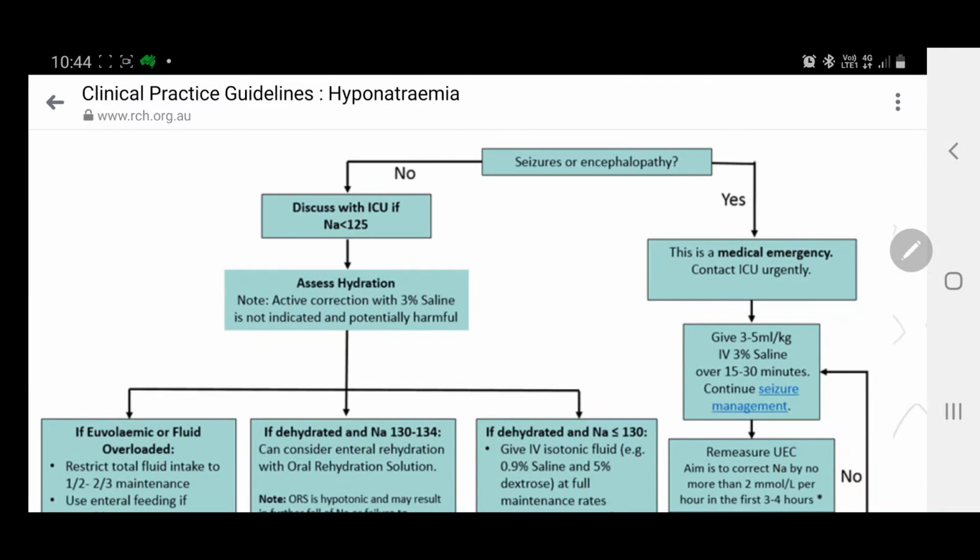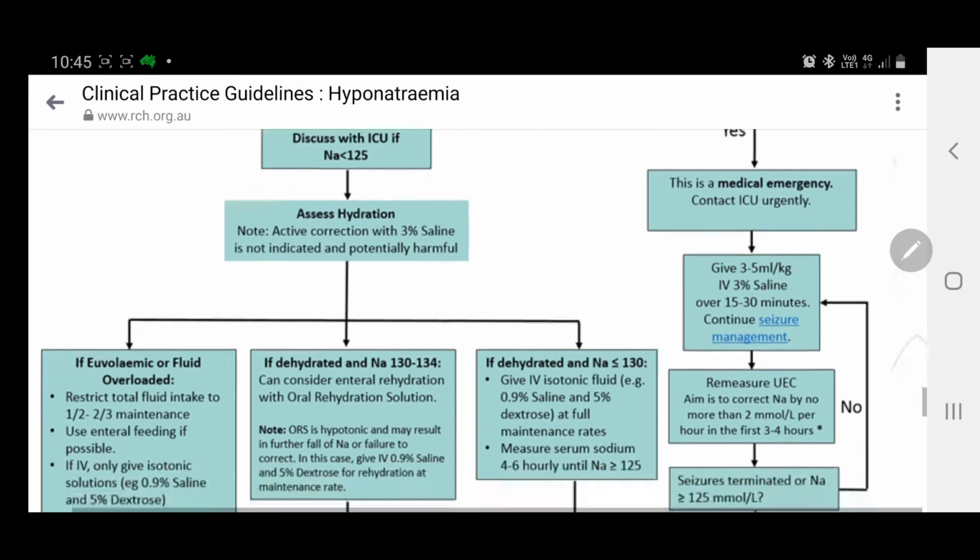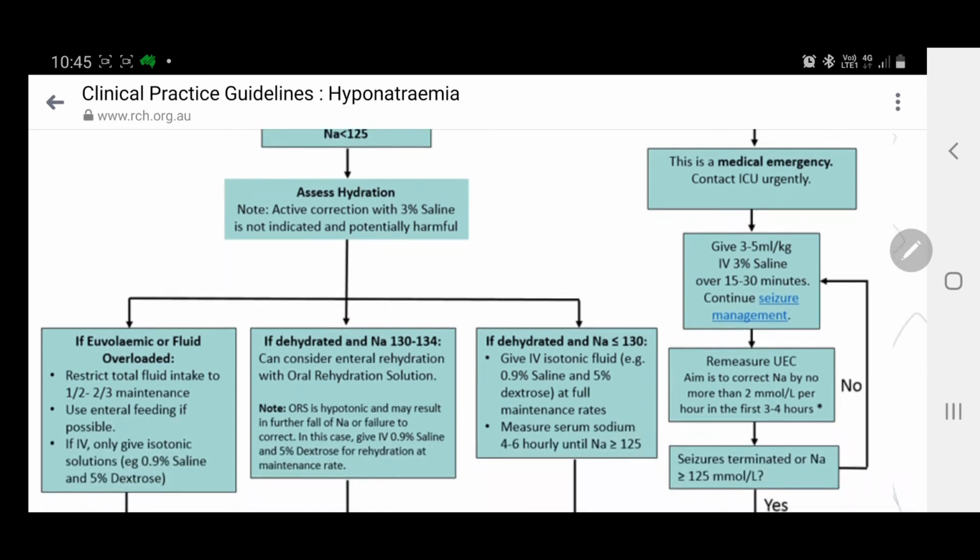So this flow chart will help us with the treatment. Do we have seizures or encephalopathy in the patient? If yes, then this is a medical emergency. We should contact the ICU urgently and give 3 to 5 ml per kg IV 3% saline, which is preferably given through a central line, over 15 to 30 minutes, and then we continue the seizure management. If you want the seizure management in detail, please leave a comment below.